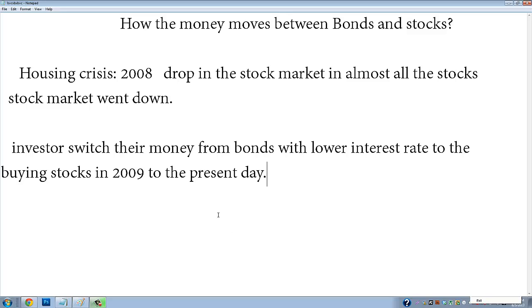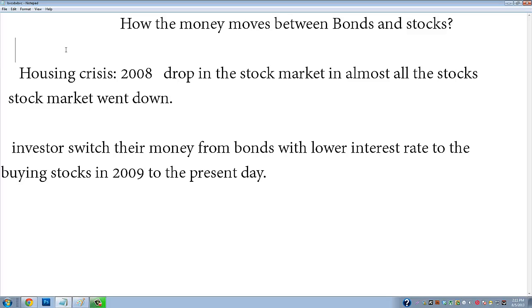Good morning. In this video, I will try to show you how the money moves between bonds and stocks. Maybe you have heard about the stock market and maybe you have heard about bonds. Now, what are bonds? Bonds is just you give a loan to the government. It means you give them money and they give you interest.